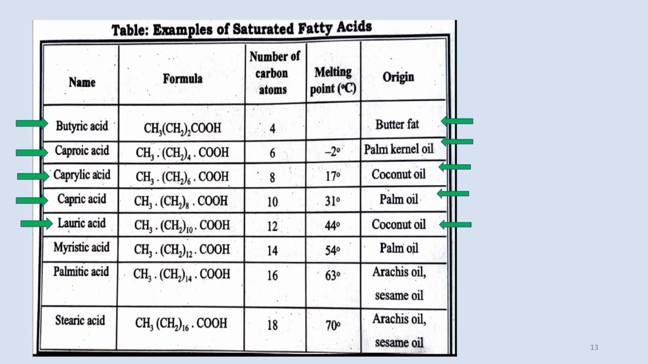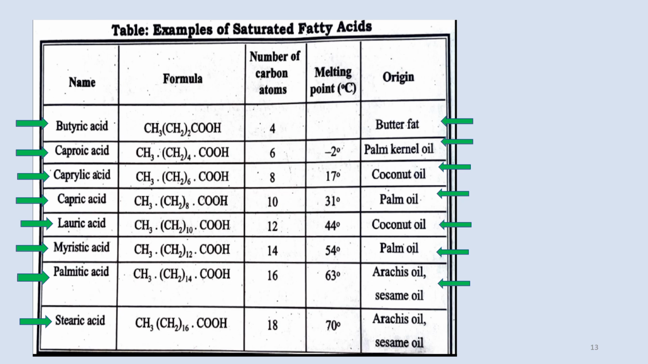Myristic acid has a 14 carbon atom long chain and a melting point of 54 degrees centigrade. Its origin is palm oil. Palmitic acid has a 16 carbon atom long chain and a melting point of 63 degrees centigrade. Its origin is arachis oil and sesame oil.